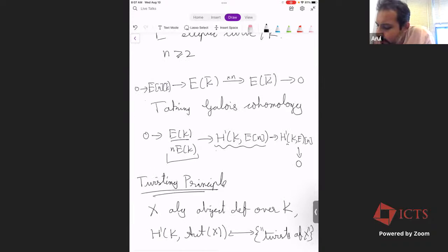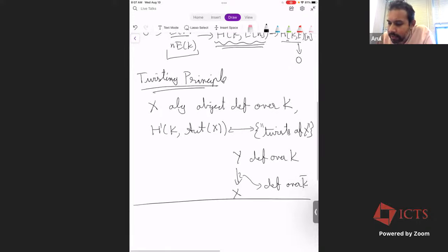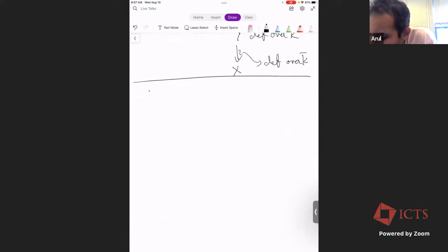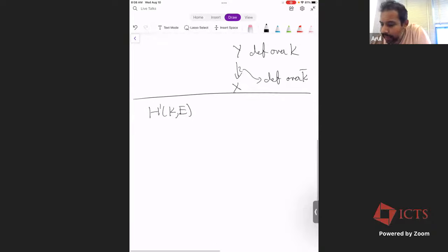So of course, what we're really interested in is H^1(K, E[n]). But before that, let's understand H^1(K, E). Let's try and figure out what H^1(K, E) is using our twisting principle. So I have to tell you what the base object is. The base object is going to have an automorphism group which is isomorphic to E. And therefore, using our twisting principle, it will turn out that twisted versions of our base object are in bijection with H^1(K, E).